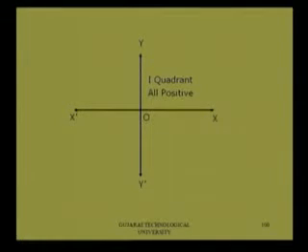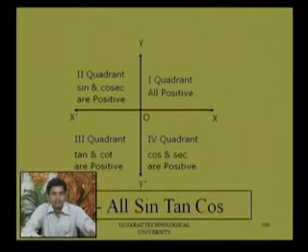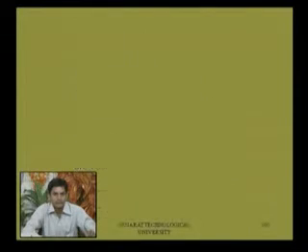So you can remember, in the first quadrant all trigonometric functions are positive, in the second quadrant sin and cosec both are positive and other trigonometric functions are negative, in the third quadrant tan and cot are positive and other trigonometric functions are negative, and in the fourth quadrant cos and sec are positive, other trigonometric functions are negative. That you can remember as ASTC, all sin, tan, cos. In the first quadrant all trigonometric functions are positive, in the second quadrant sin and cosec are positive, in the third quadrant tan and cot, and in the fourth quadrant cos and sec are positive, other trigonometric functions are negative.